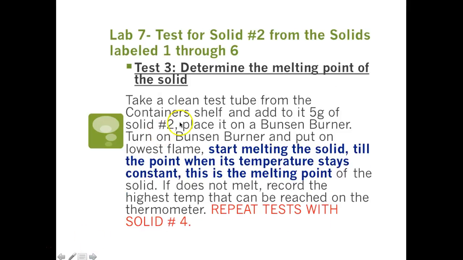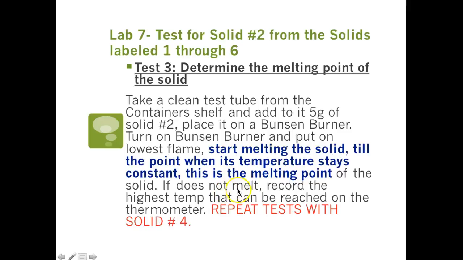Okay. Now take a clean test tube and add to it 5 grams of solid number 2 and take it onto a Bunsen burner and start to burn it to melt that solid. All right. So as the solid is melting down, the temperature will rise, but then when all of the solid is melted, the temperature will kind of stay constant. So be careful while watching for this temperature. Where the temperature is not moving too much and it's staying constant, that's the melting point.